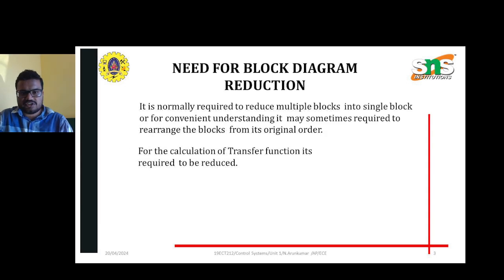Need for block diagram reduction. It is normally required to reduce multiple blocks into a single block, or for convenient understanding it may sometimes be required to rearrange the blocks from their original order. For the calculation of the transfer function, it is required to be reduced.